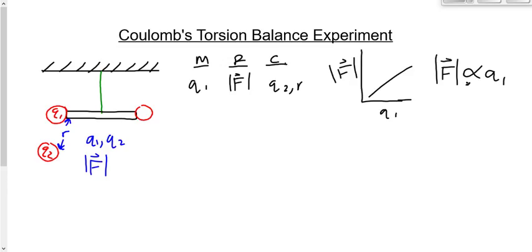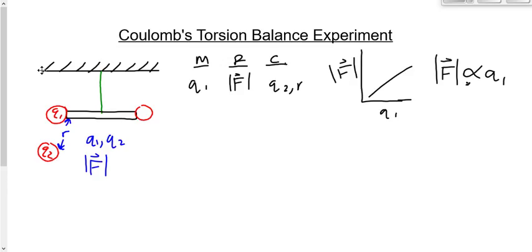As something happens to Q1, the same thing happens to F. If Q1 goes up by a factor of 2, F goes up by a factor of 2. If Q1 goes down by a factor of 37, F goes down by a factor of 37. It's proportional to. They're directly related.